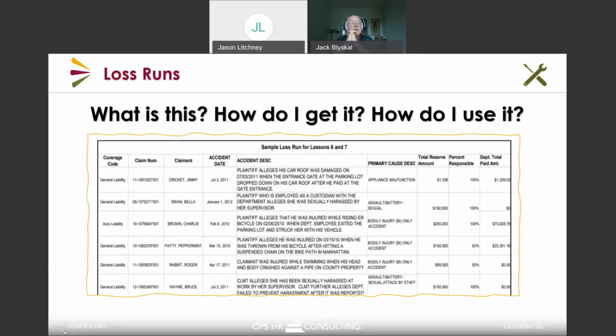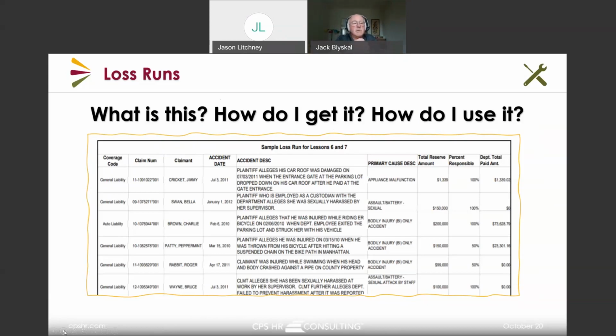It provides information about claims that have happened for your organization. A loss run can be run to any standards you want. You could get it for a specific year. You could get it for all losses, all open claims, all closed claims. But you can get it in many different formats.